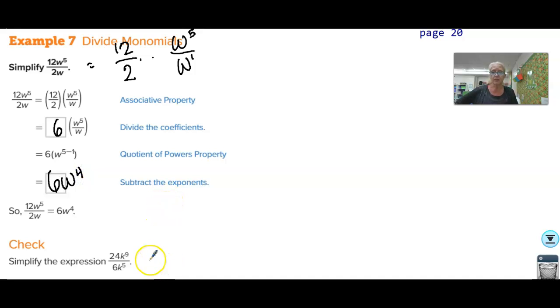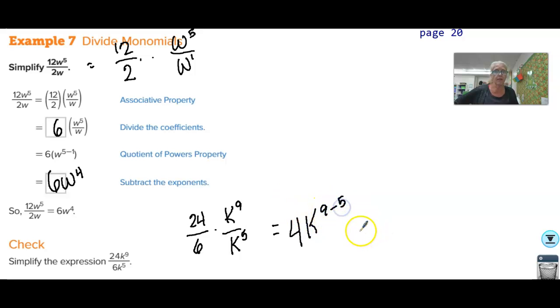Okay. So here we'll do the check problem. The first thing I want you to realize is we have 24 over 6. And then we have k to the 9th over k to the 5th. 24 divided by 6 is 4. And k to the 9 minus 5 is 4k to the 4th. Okay. K, see what I did there?